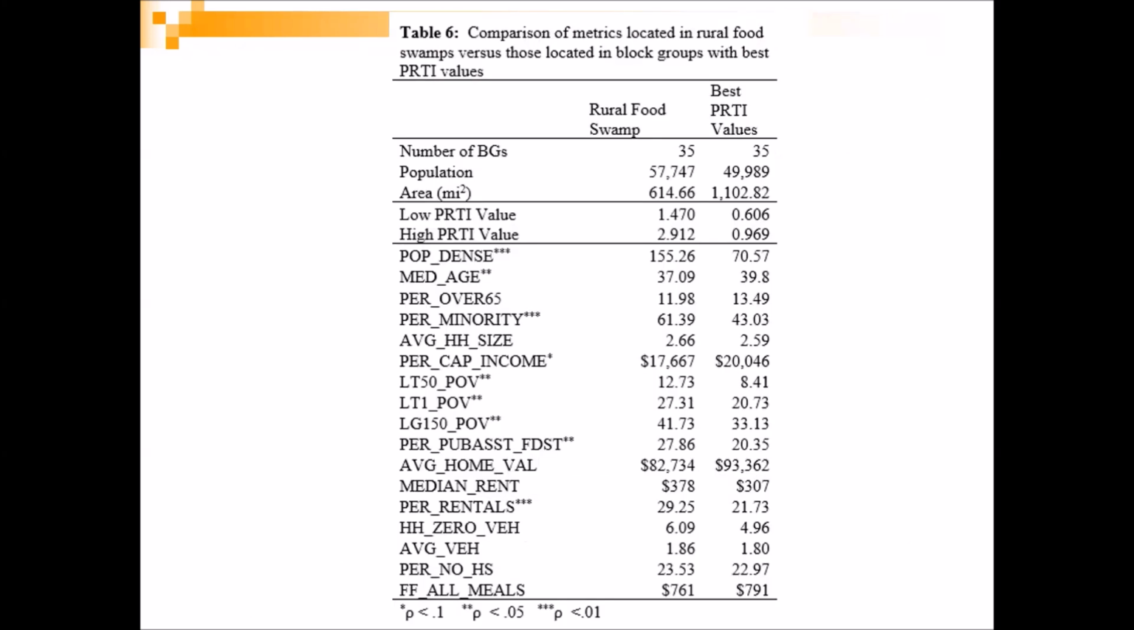Here's another example. Here are my rural food swamps, those areas in red. Here are my best access areas. You can see the little stars where they are different based on income, percentage of people who receive public assistance and food stamps, rentals, and percent minority. Those areas in red, the areas where there's lots of fast food, are 61% minority versus 43% minority.